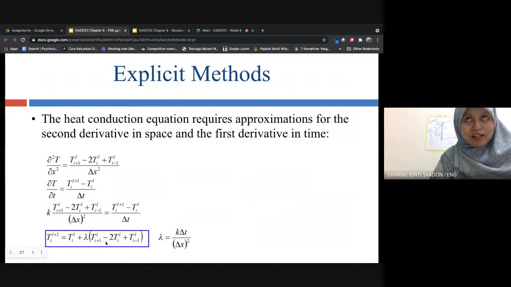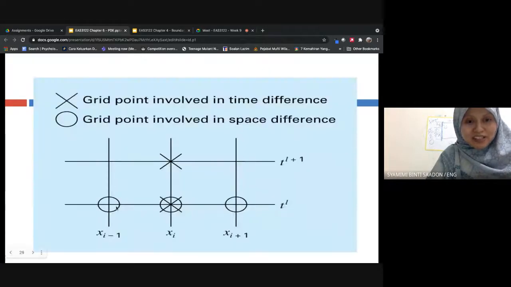Okay, so for just now the x, which is the distance, for each point i, to apply this method, we have to know the values of i plus 1 and i minus 1. So that's why here, the circles are the grid points involved in the space difference. Means for each point i, to calculate the explicit method, we have to know this point and this point.